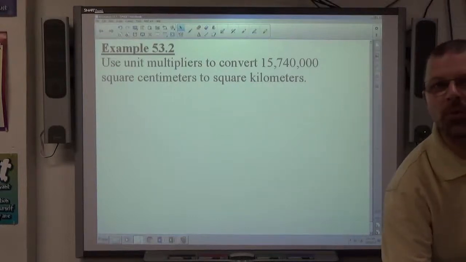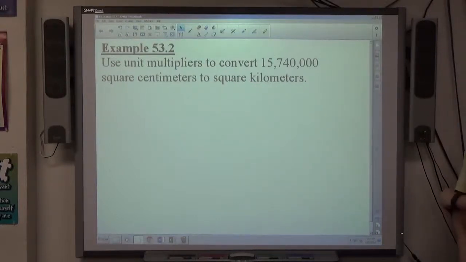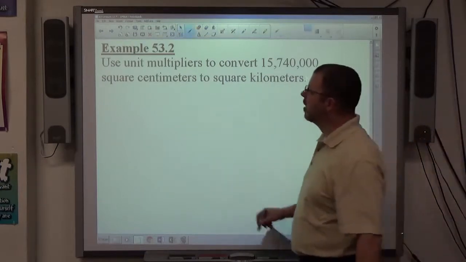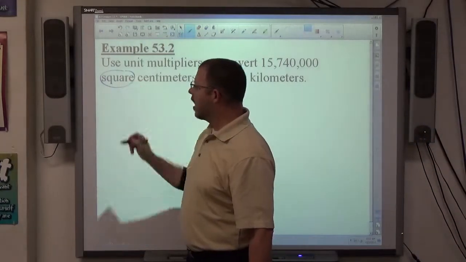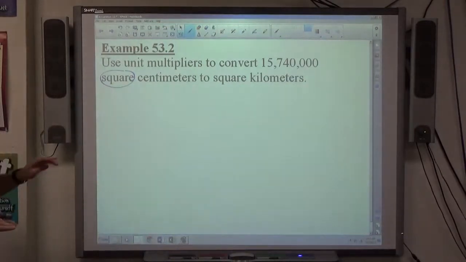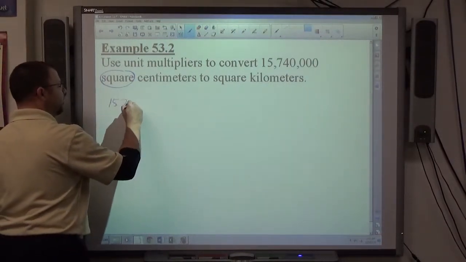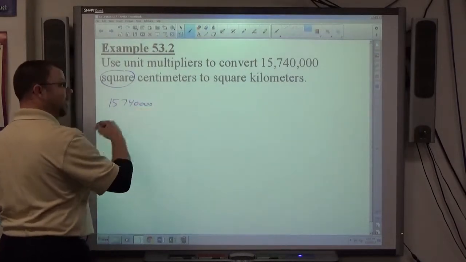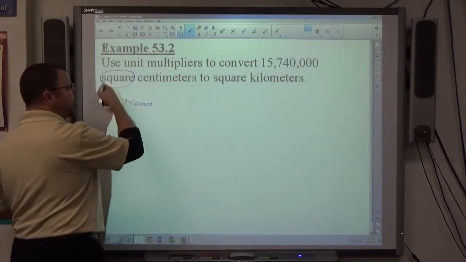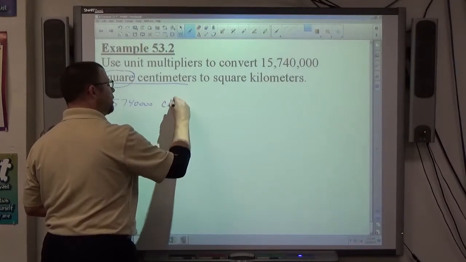All right, example 2. Use unit multipliers to convert 15,740,000 square centimeters to square kilometers. This time we have square units. Keep in mind that squaring the unit does not square the number. So 15,740,000 is happening one time. The unit of centimeters is happening twice.